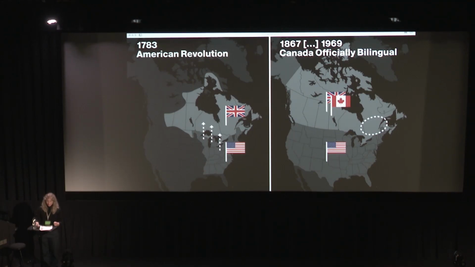After the American Revolution, many loyalists left the United States and settled in Canada, forming much of the country's English-speaking population. The Constitution Act of 1867, which declared Canada as a country, recognized both English and French in Parliament and federal courts. But Canada became officially bilingual only in 1969 with the Official Languages Act. In this presentation, I'll focus on Quebec, where the majority of French-speaking Canadians are located.